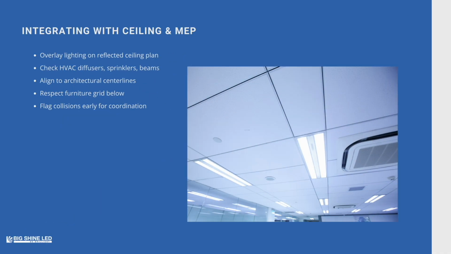Integrating with ceiling and MEP coordination is key. Lighting must work with the reflected ceiling plan, not against it. That includes HVAC vents, sprinklers, structural beams, and even furniture layouts. You don't want a downlight directly next to an air vent. It might collect dust and cause smoking. Also, align fixtures with architectural lines or ceiling coffers for a clean look. Think of lighting as part of the space's structure, not just its decoration.